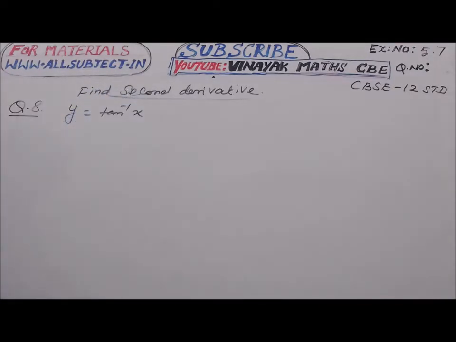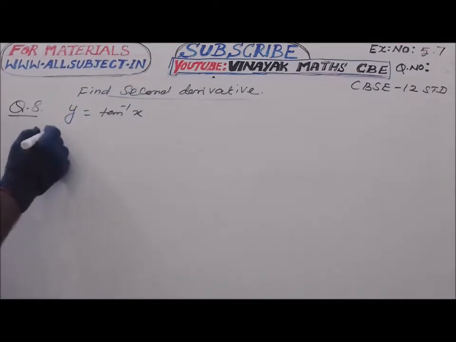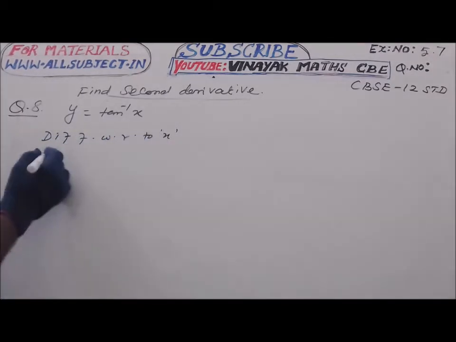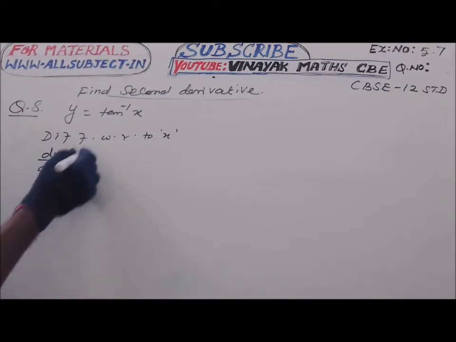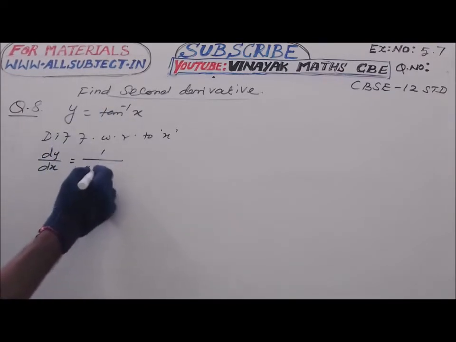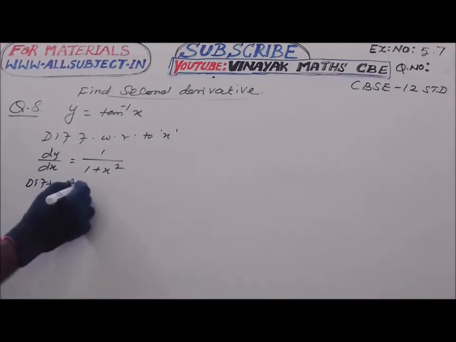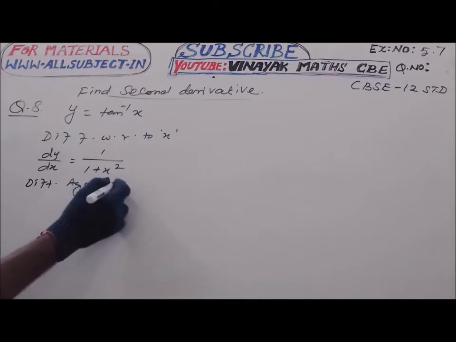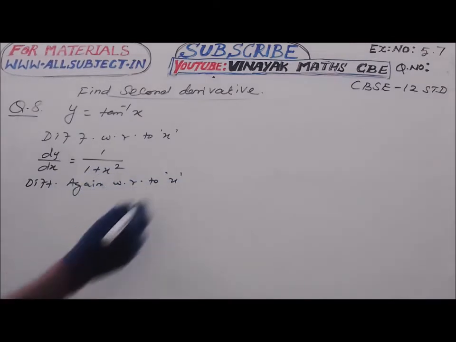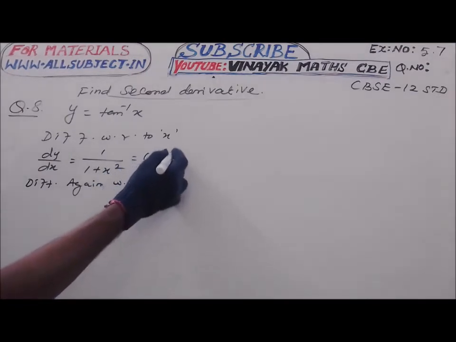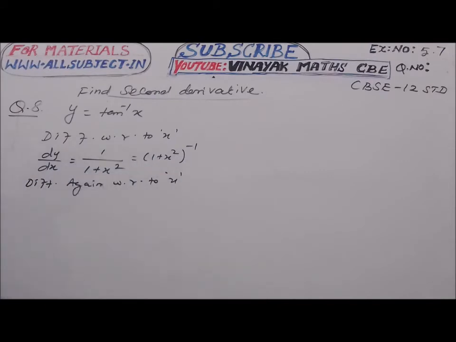Here also we need the second derivative of the given function y. So differentiate with respect to x. dy by dx is equal to derivative of tan inverse x, which is 1 by 1 plus x square. Now we should differentiate it again. Differentiate again with respect to x. Here we can simplify it as 1 plus x square whole power minus 1 for our convenience.